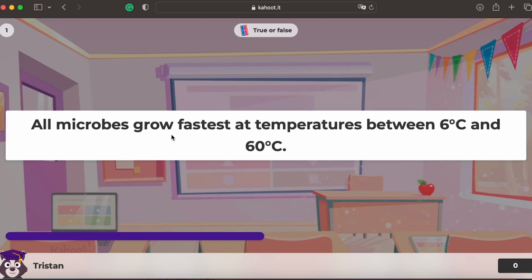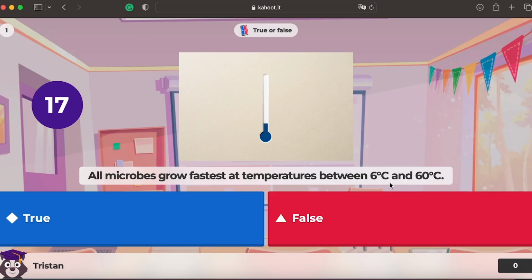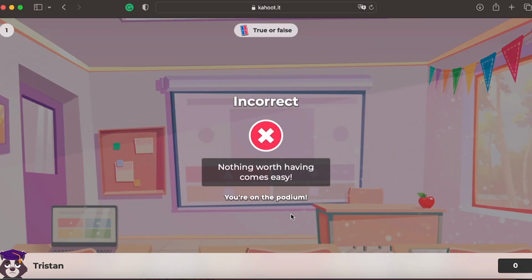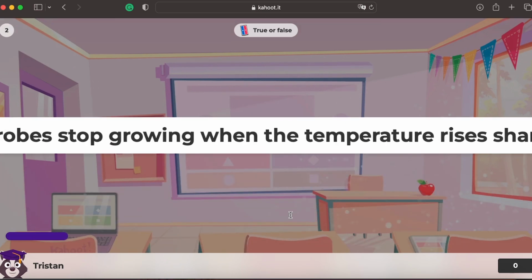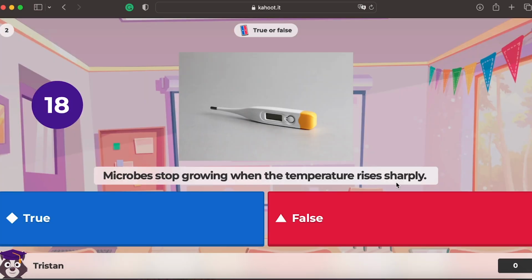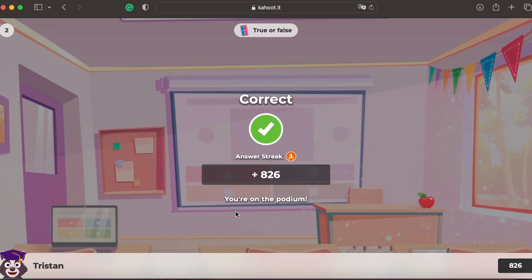All microbes grow fastest at temperatures between 6 and 60 degrees. Yes, I think it's a kind of optimal range, because it's not very cold and it's not burning, so it's true. No, it's wrong. Okay. Microbes stop growing when the temperature rises sharply, like when the temperature goes up really fast. I think it's true.